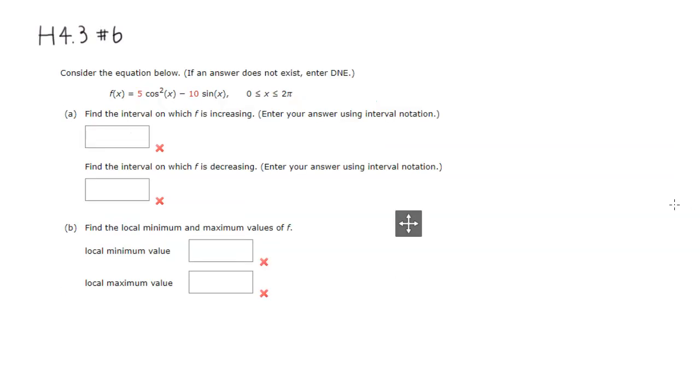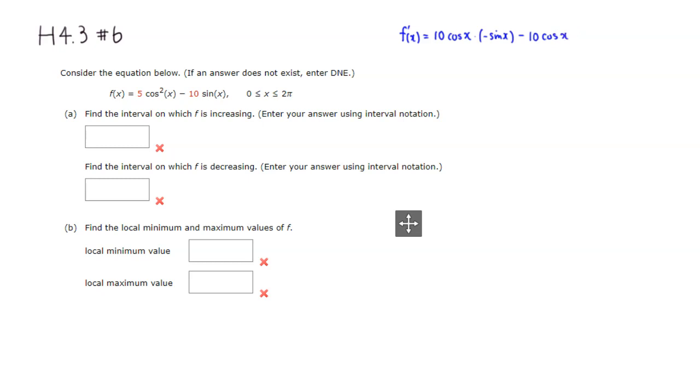We need to find the derivative. f prime of x is equal to, you have a 5, so if you take the derivative of that, put the 2 in front, so it's going to be a 10 cosine of x, and subtract 1 from the power, and then multiply by the derivative of cosine, which is negative sine. Then you have a minus 10, and the derivative of sine is cosine, so cosine of x.